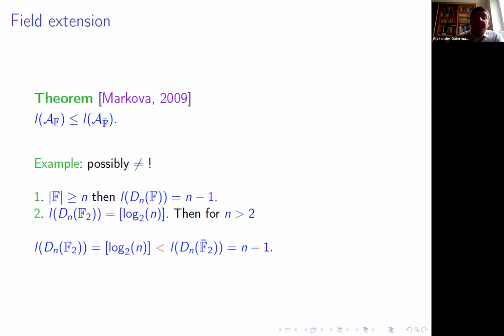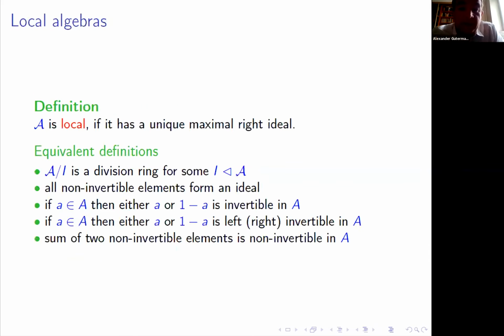Another thing is that working with upper bounds, and this is a very useful result proved by Olga, we could always assume that our field is algebraically closed, because the length of the algebraic closure is in fact greater than or equal to the length of the original algebra. And of course, equality could be achieved and could be strict, as the following two examples show.